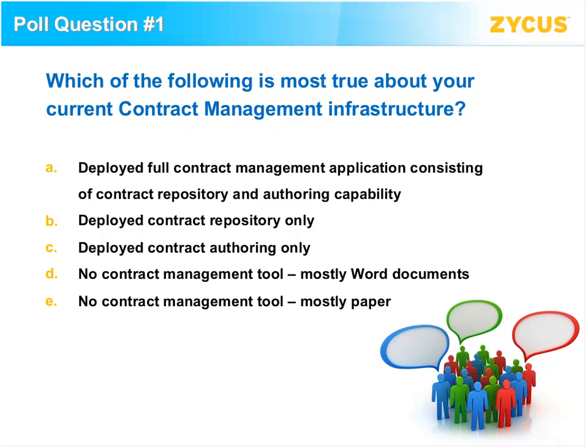And the choices here, I'll just read them as you can go ahead and start to weigh in on our poll: A, have you deployed full contract management applications that consist of both a repository and authoring? B, the contracts repository only? C, maybe the authoring tools only? Or D, is there really no contract management tool, it's still mostly done in Word? Or worse yet, there's no contract management tool and it's really still mostly paper. So a few more seconds to weigh in and we'll share the results.